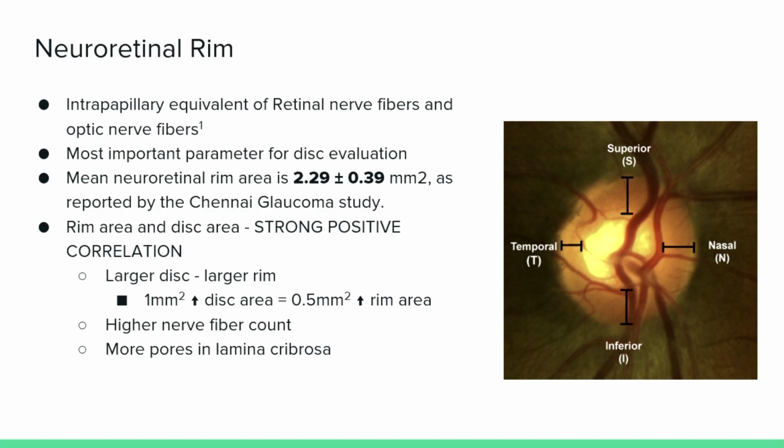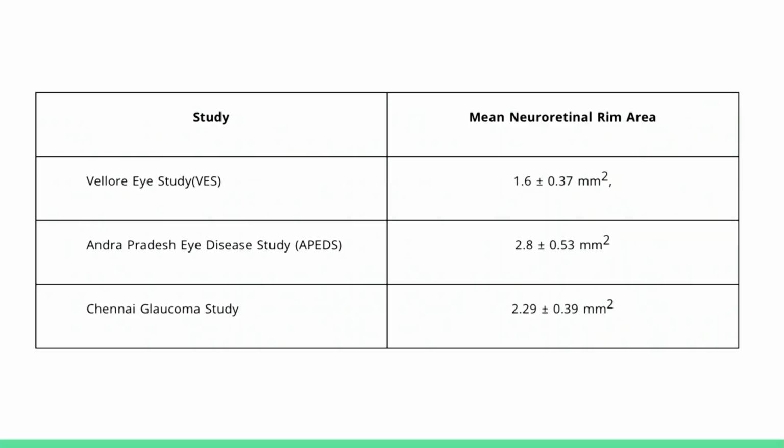Now, as you can see, this is the neuroretinal rim. This is the inferior, temporal, superior and nasal part. We'll be discussing more in the next slide. Now, this is the neuroretinal rim area as reported by various studies in India. Least was reported by the Vellore eye study with a rim area of 1.6 mm and most by Andhra Pradesh eye disease study with an area of 2.8 mm.